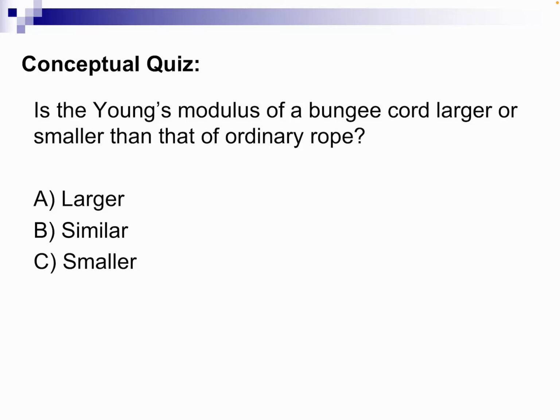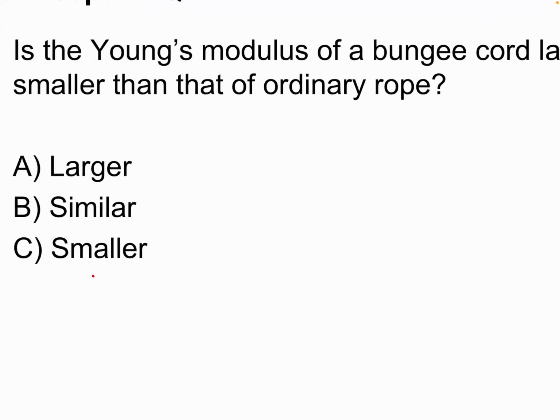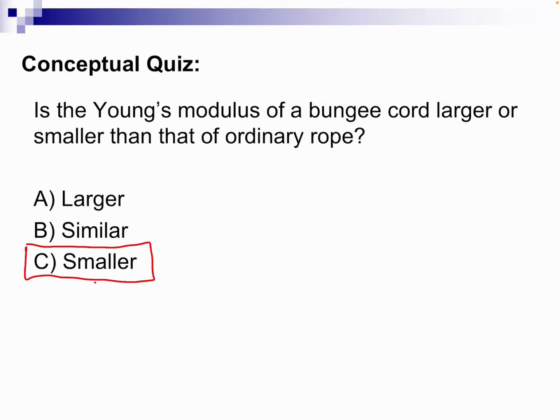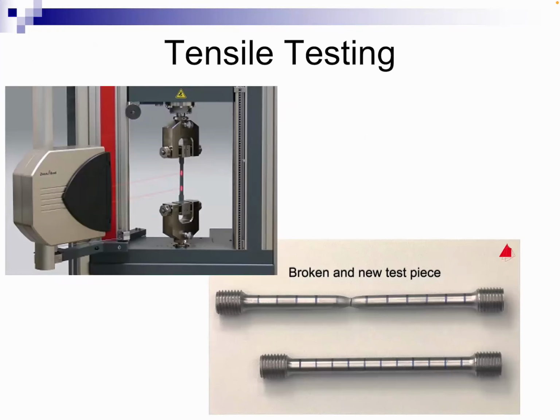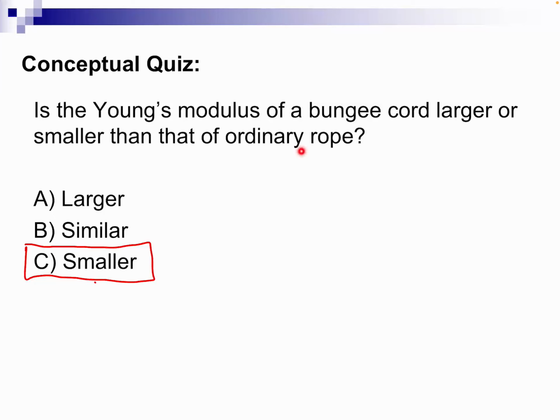So should the cord used for bungee have a larger or smaller elastic modulus compared to an ordinary rope? Should have a smaller, right? So then the bungee cord should be able to stretch more than an ordinary rope in order to soften your fall once you reach the end of the rope. Right? Cool. So as I mentioned earlier, the elastic modulus is a property of the material.